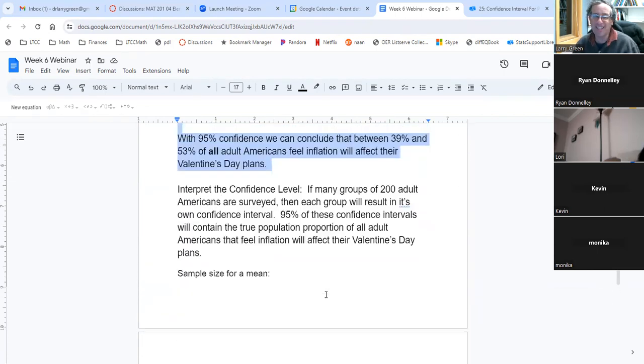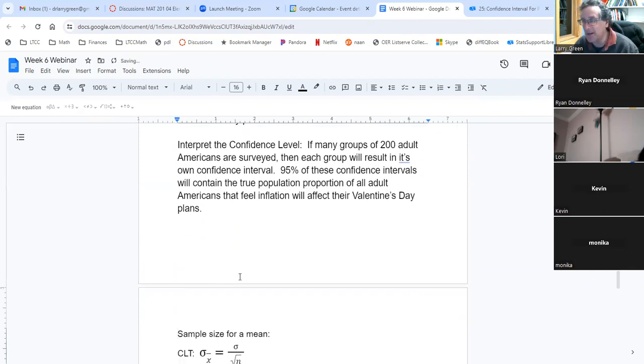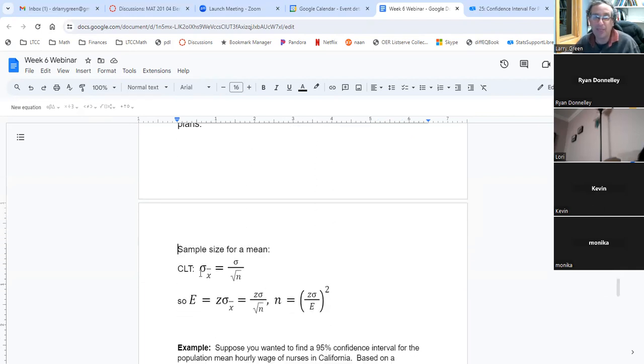All right, so now we're going to get into a sample size for the mean. Okay, so the idea, and this is really important, let's suppose we want to conduct a study and we want our margin of error to be no more than a certain amount. And let's suppose we want like a 95% confidence level. Okay, if we have an estimate for sigma, then we can actually find out how many people we need to survey. So here's the math.